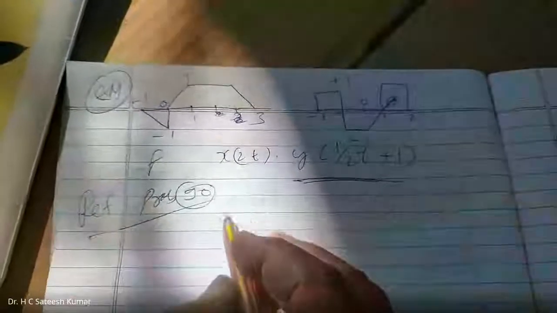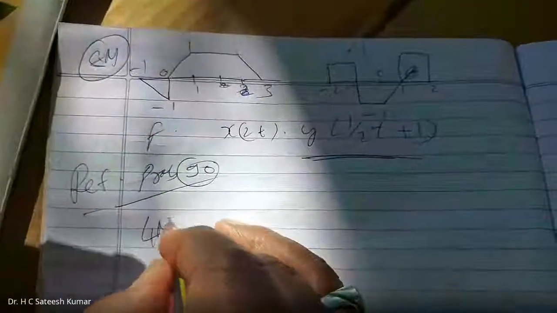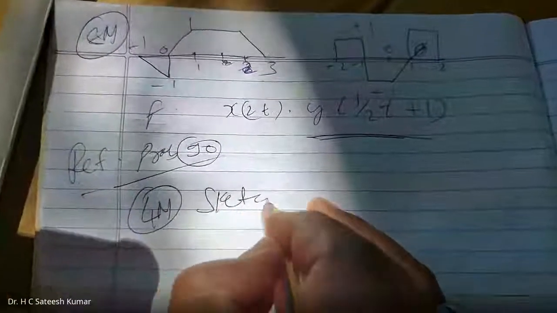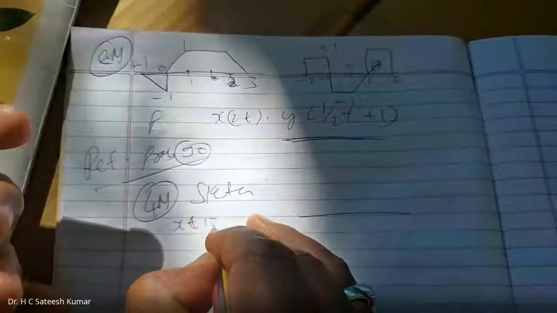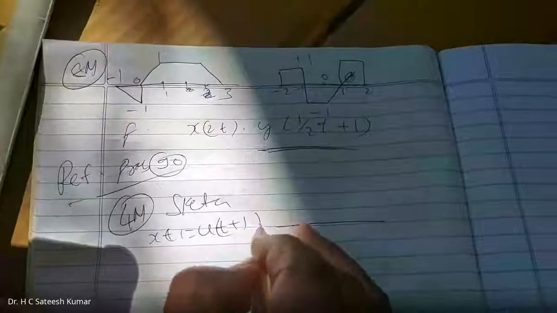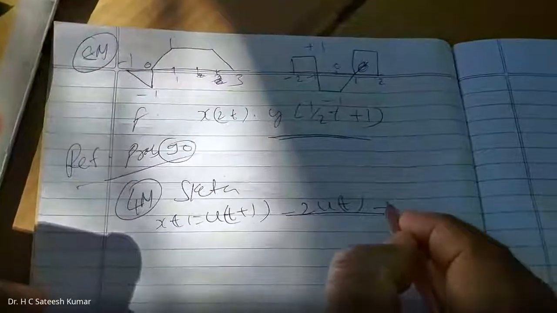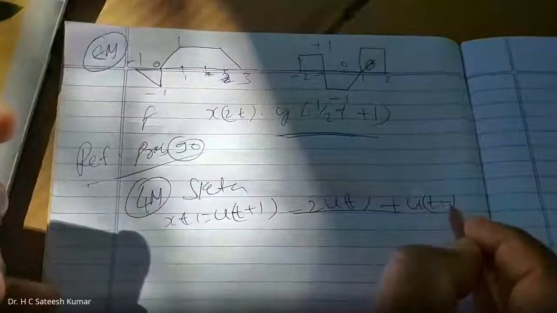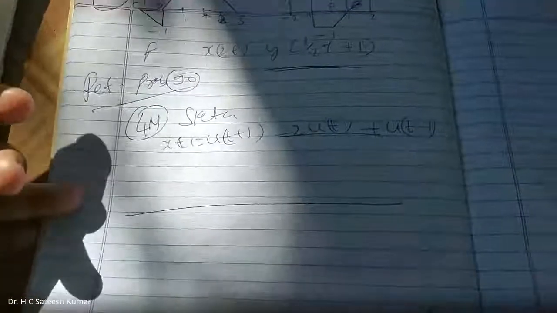Sketch the waveform. He has given something like this. It's for 4 marks. Sketch x of t is equal to u of t plus 1 minus 2 u of t plus u of t minus 1. He has asked this question for 4 marks. If they are asking for 4 marks, you can sketch all of them, and at the end, you can show it like this.